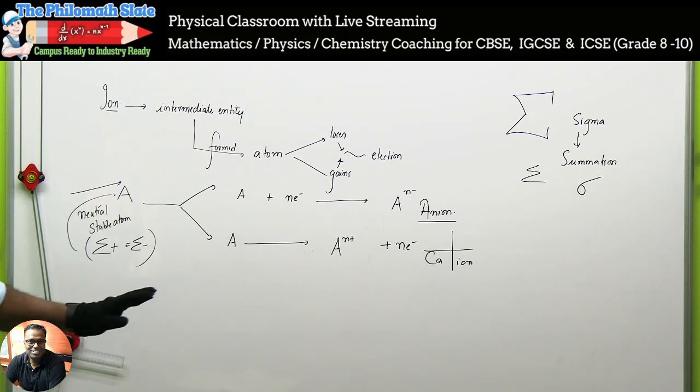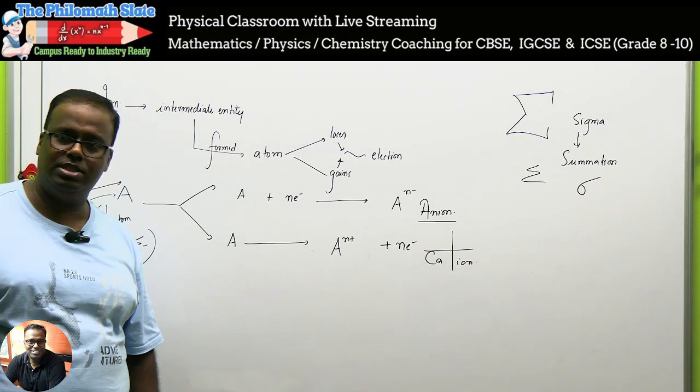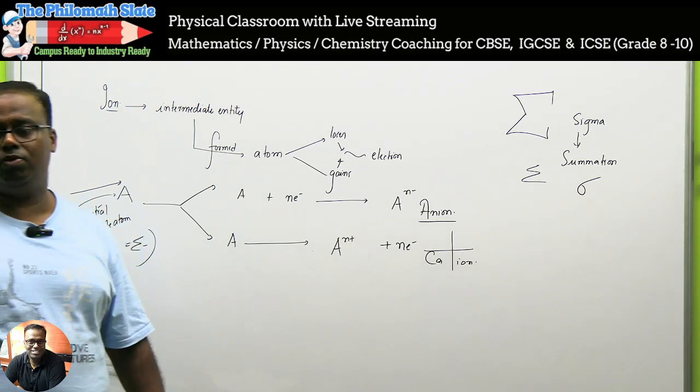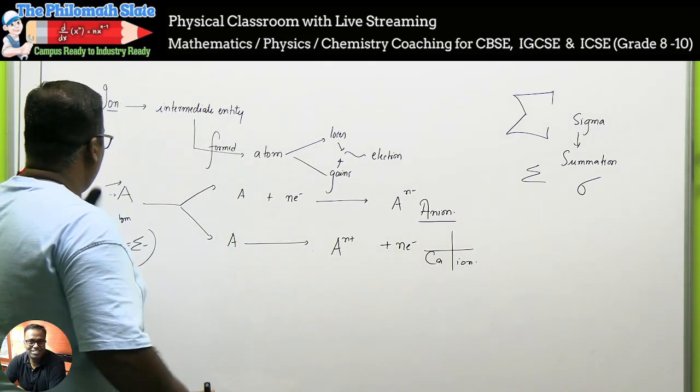Clear? What is an ion? An ion can be positive as well as negative. A positive ion is formed when an atom loses electrons. A negative ion forms when an atom gains electrons. Okay?